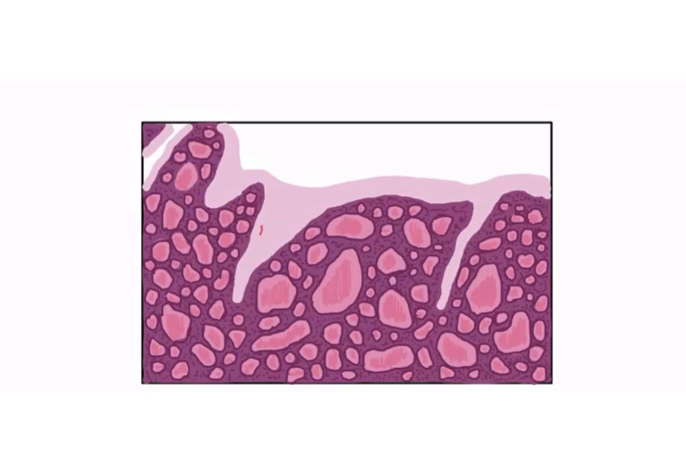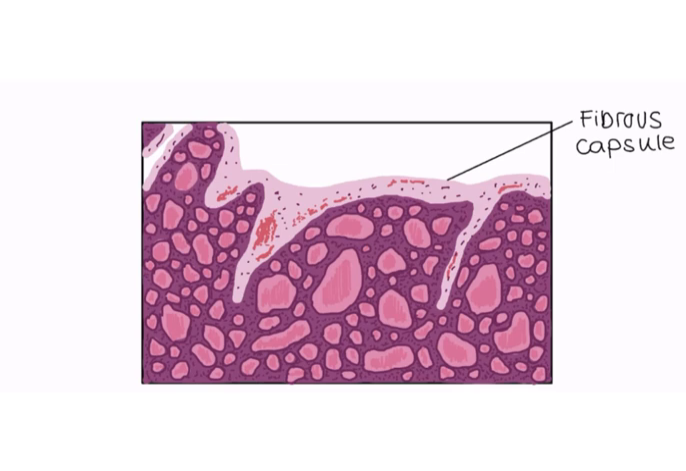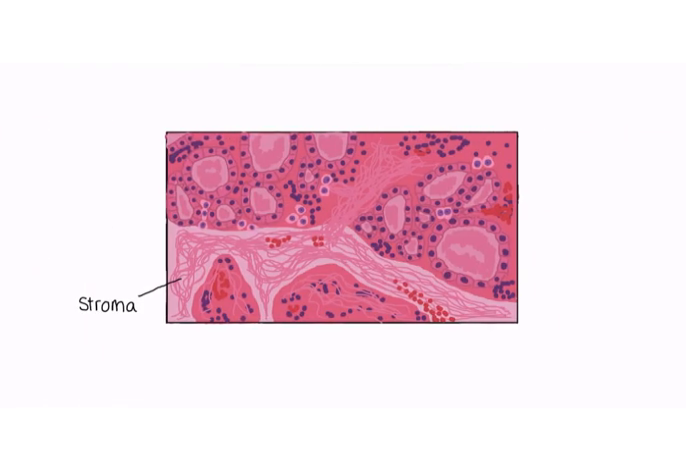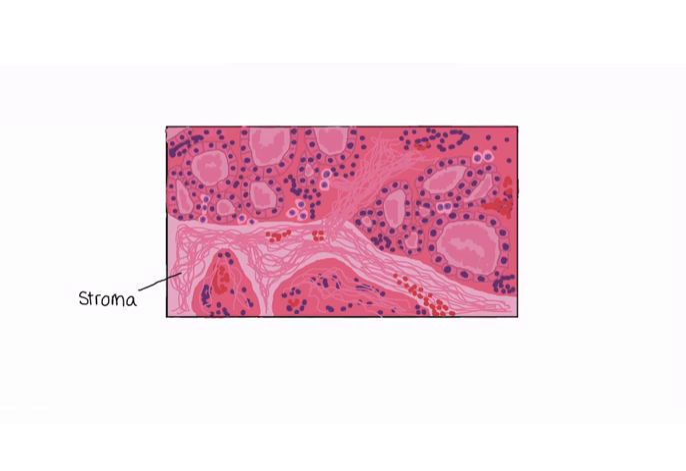Now let's get into the histology. The outermost layer of the thyroid is the fibrous capsule, which is made out of dense collagenous connective tissue. This capsule sends septa into the gland, dividing it into lobules. Between these lobules, we can find the stroma, which is the interstitial connective tissue and contains many capillaries.